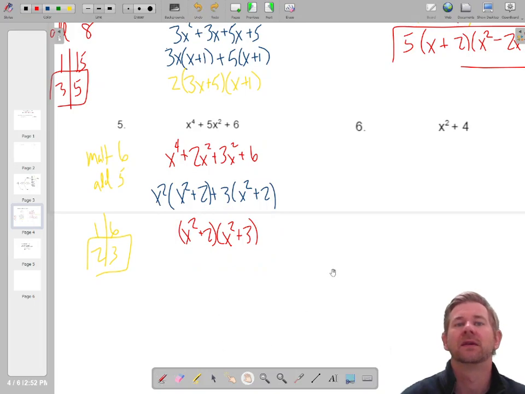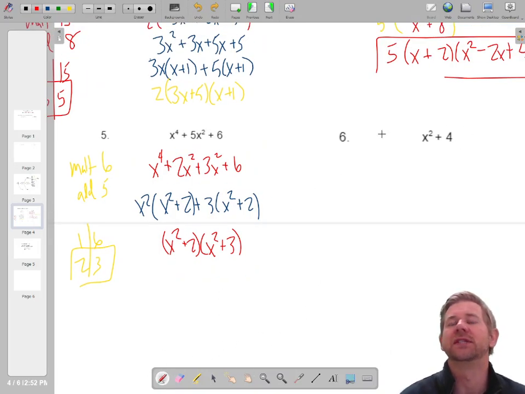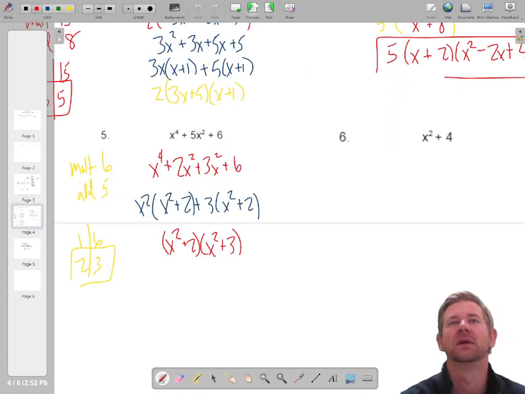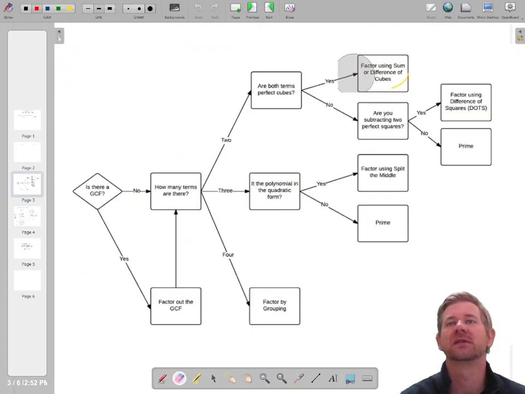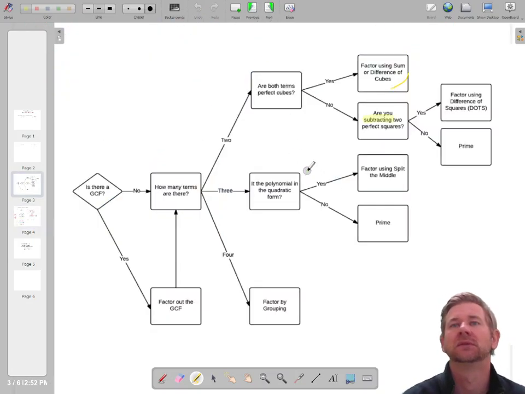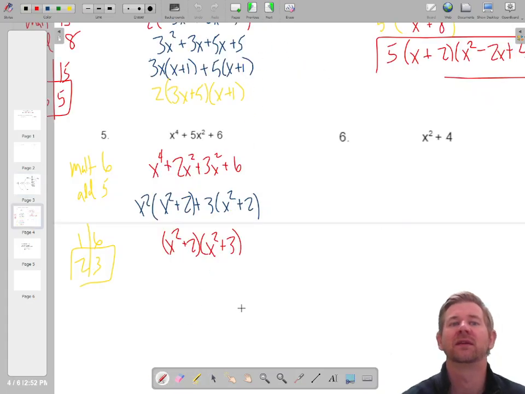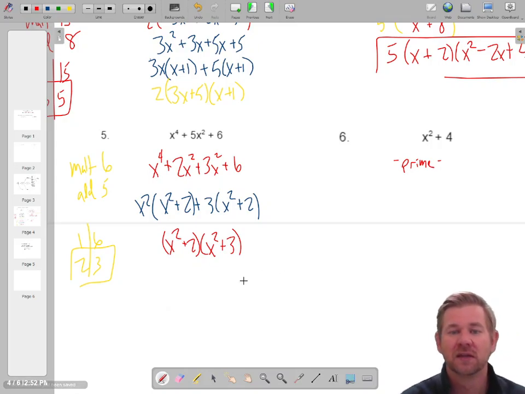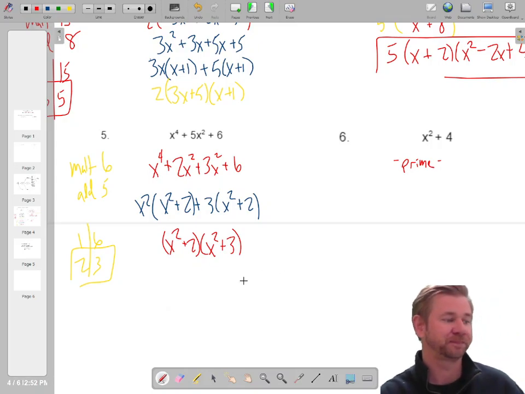All right, one more. So let's see. There is no GCF. There's 2 terms. Are they perfect cubes? No. Are they perfect squares? Yes. Are you subtracting? No. Prime. This is prime. You can't do anything with this. Prime numbers can't be factored. Prime polynomials can't be factored. There's nothing we can do here if it's x squared plus 4. If it were x squared minus 4, I could factor it. But I've exhausted all my options, so I just can't do anything with that problem.